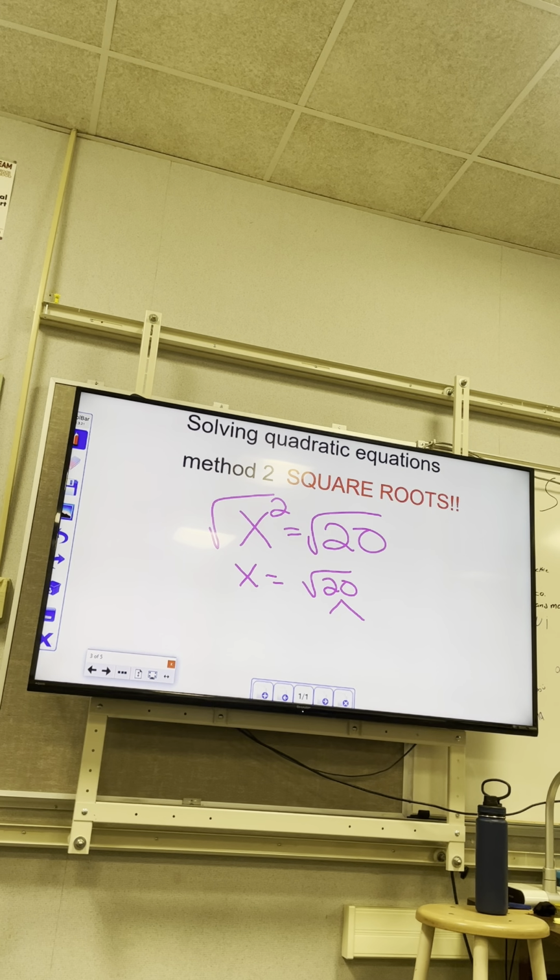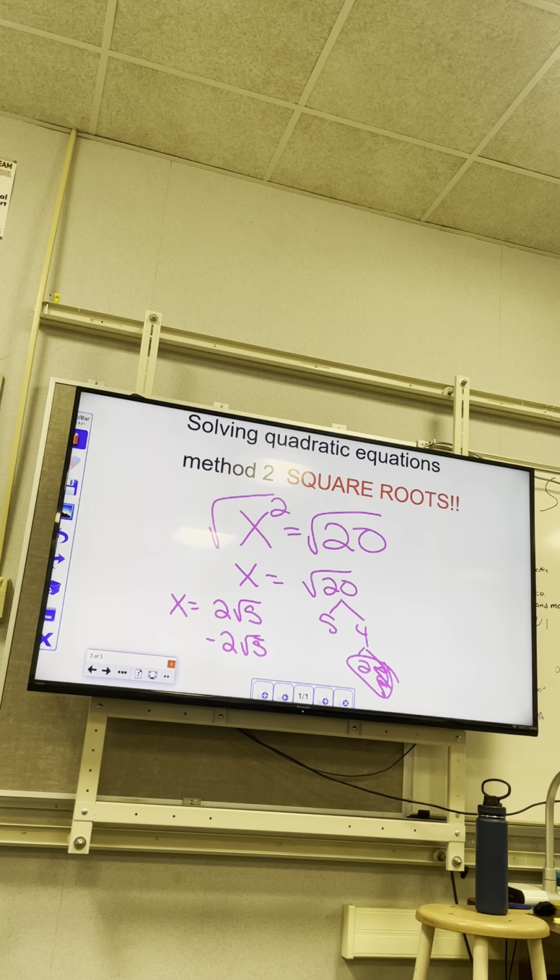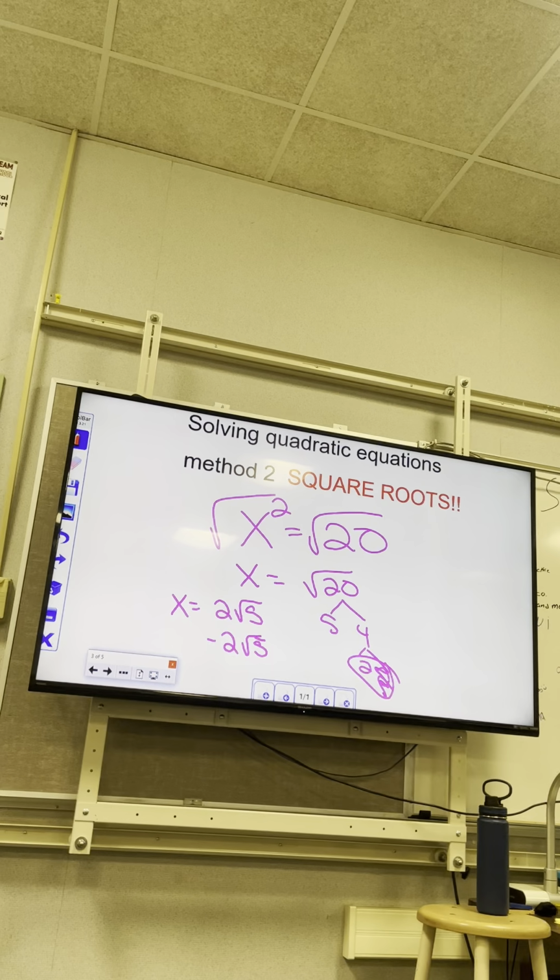So can anyone give me 2 numbers to start off with? Yeah, 5 and 4 works for me. And 2 and 2. 2 comes out, 1 dies. So what I'm going to get is x equals 2 root 5, but there's 2 answers. There's positive 2 root 5, and there is negative 2 root 5. That's the new thing. How do we do? Good, right on.